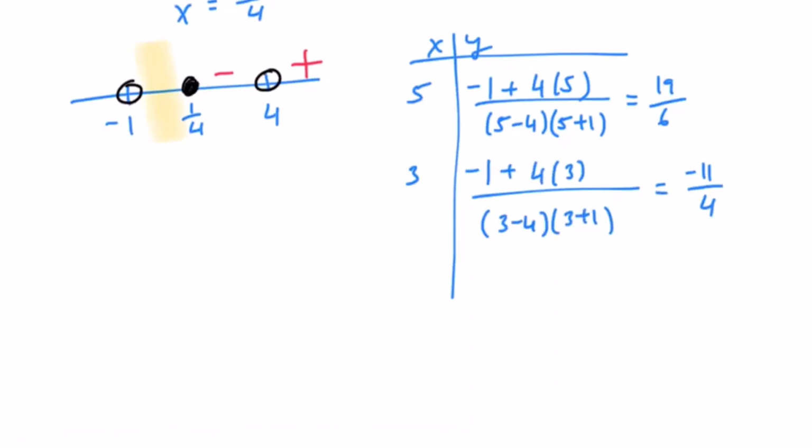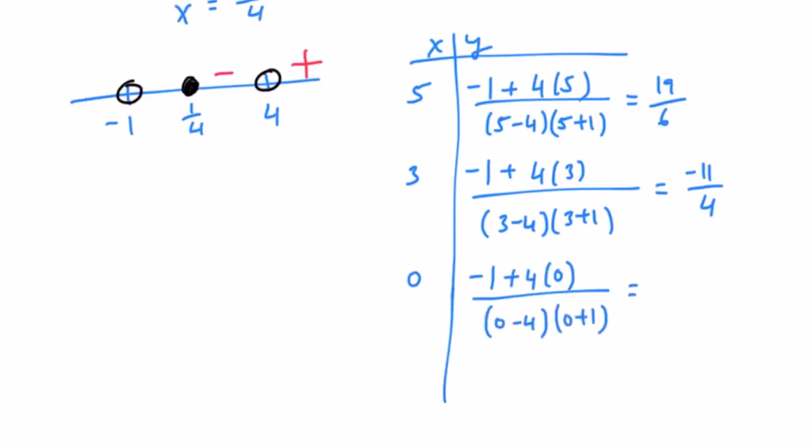Let's pick a number that is between -1 and 1/4. So let's pick 0. And we have -1 plus 4 times 0 over 0 minus 4 times 0 plus 1. And this is 1/4. So we have a positive interval.